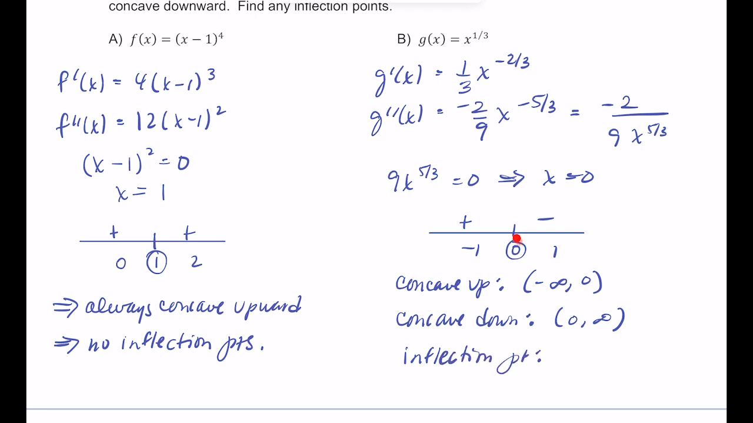Okay, I'm going to plug my critical value into my original function. 0 to the 1/3 power is just 0. So there's going to be an inflection point at (0, 0).